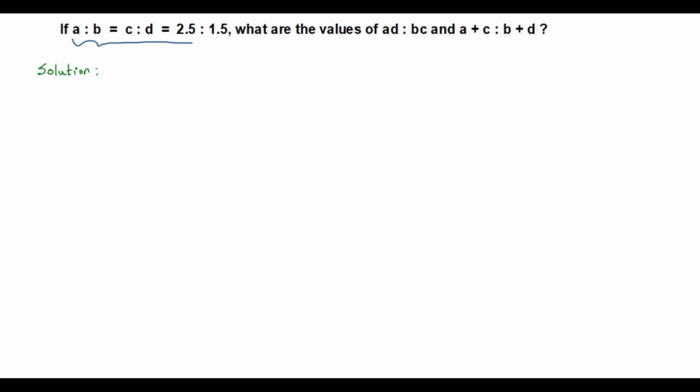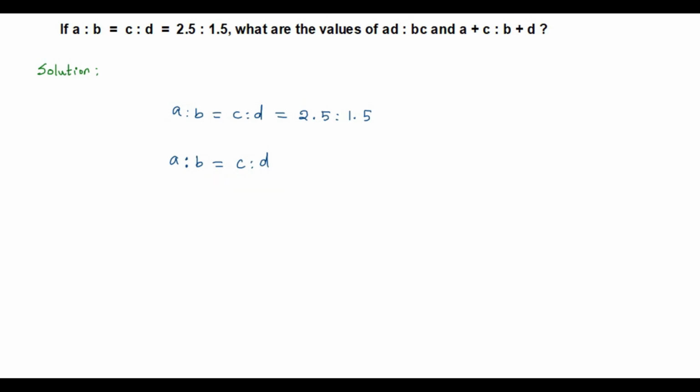Okay, let me take the continued proportion, that is A is to B is equal to C is to D is equal to 2.5 is to 1.5. Now I am going to take a part of the given proportion, that is I am going to take only the first two ratios, A is to B is equal to C is to D. So these two ratios are equal, so this is also called a proportion.